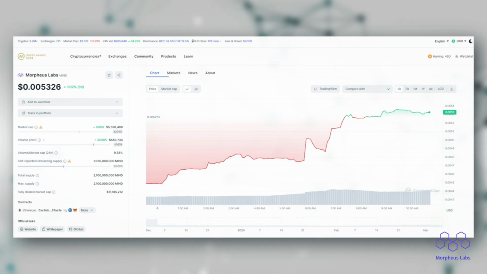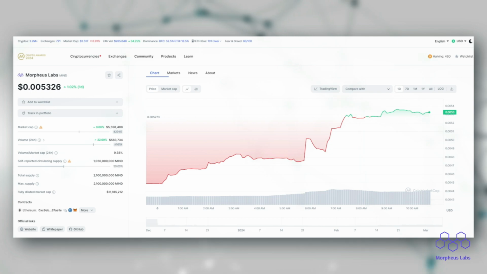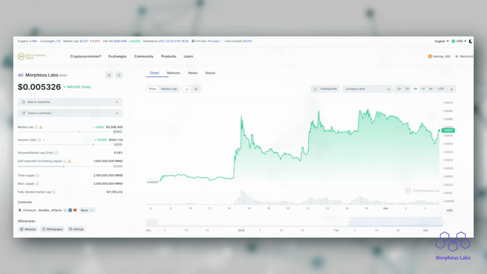It's a very small, and for that reason, appealing market cap, at least as I see it. Over the last 30 days here, let's zoom out, the token is up by about 165%. And besides KuCoin, MIND is also listed at MEXC and QuickSwap.